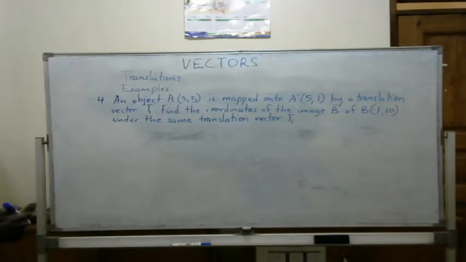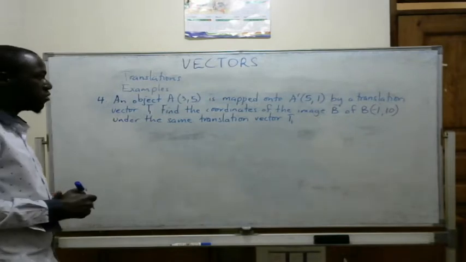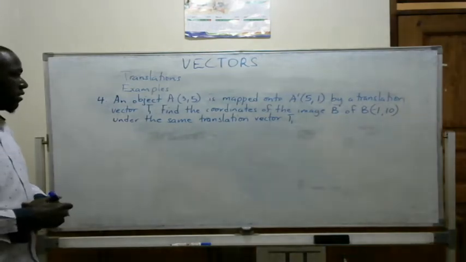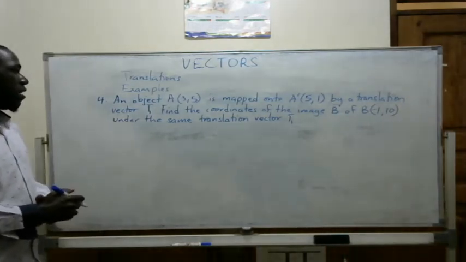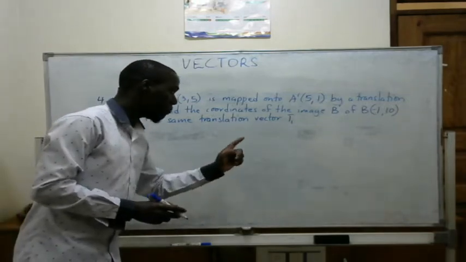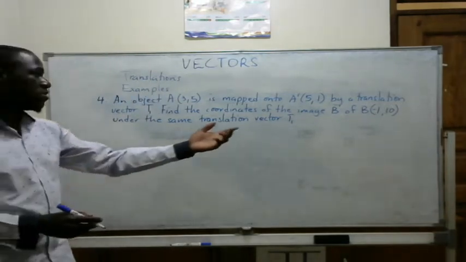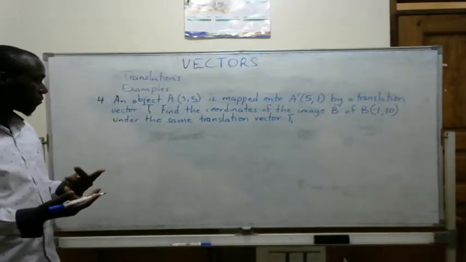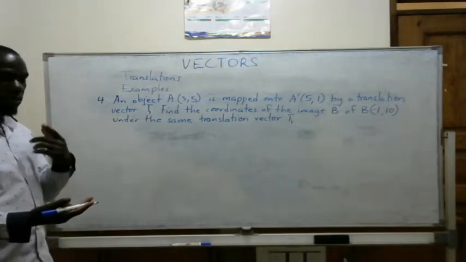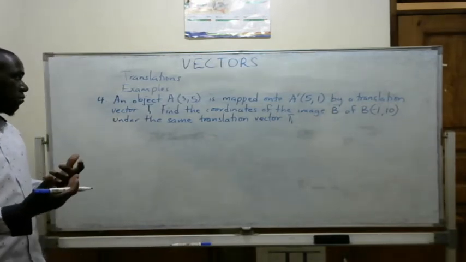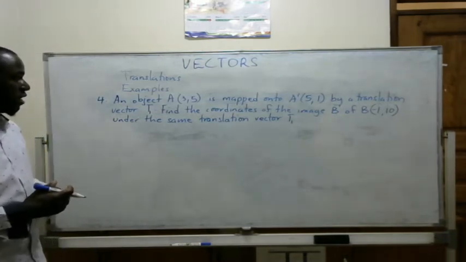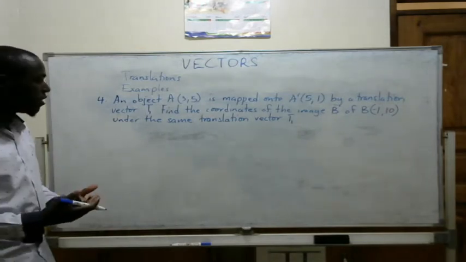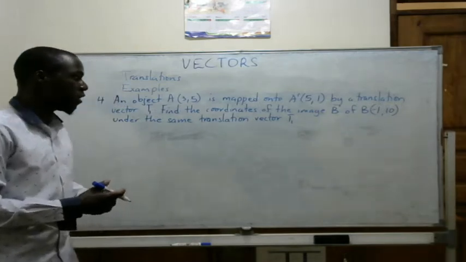So my example: an object A, 3, 5 is mapped onto A prime, which is 5, 1 by translation vector T1. Find the coordinates of the image B prime of B, which is negative 1, 10. Now here we have 2 points and 2 images, but we do not have the translation vector. So I'm going to first use the first object A and its image A prime to get the translation vector T1. Then from there, I use it to get the image B prime of B.